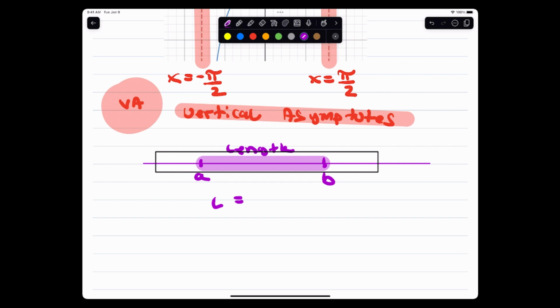Isn't it the difference between B and A? You take the difference between the two numbers. That gives you a length. Is that true? It's how you measure distance, whether the distance is horizontal or vertical. If it's vertical, it's top minus bottom.